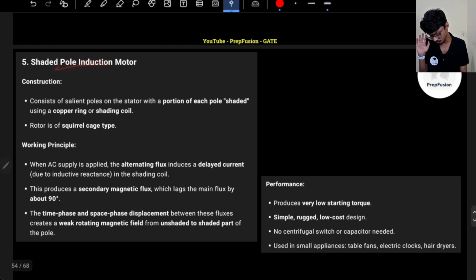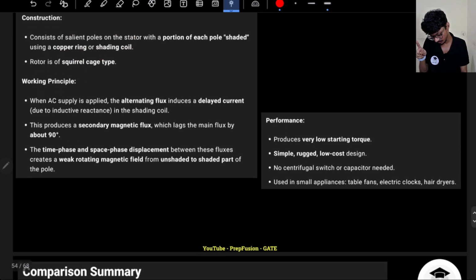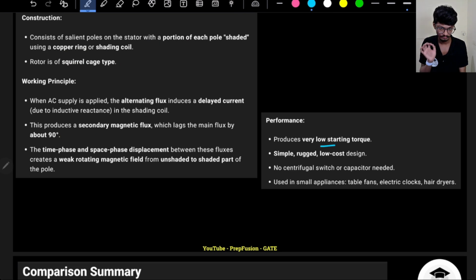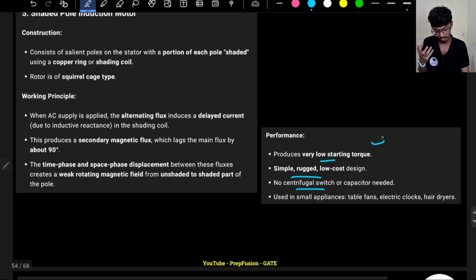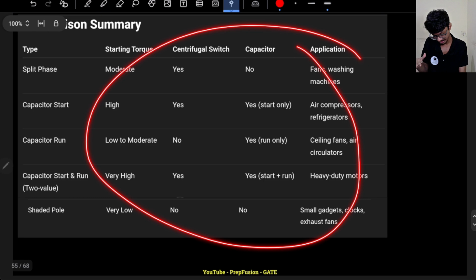A shaded pole induction motor consists of salient poles on the stator with a portion of each pole shaded with a shading coil. The direction of the rotation will be from the unshaded portion to the shaded portion. It will produce very low starting torque, but it is very simple. I don't need an auxiliary winding, so no centrifugal switch is required. All those things are eliminated. If you need very low starting torque, shaded pole motors are ideal, otherwise they are not utilized. I hope you have understood the comparison. You can go through the comparison and read it.